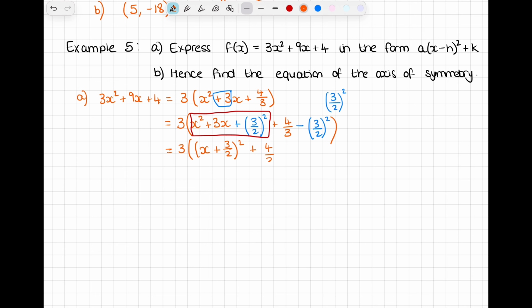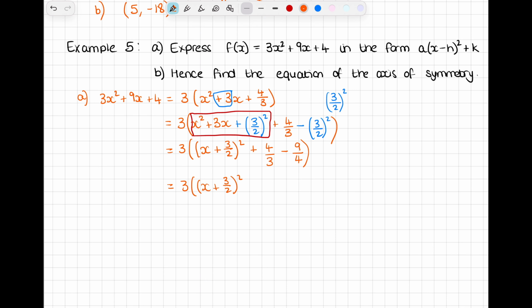So we'll have 4 on 3 minus 3 on 2 all squared will be 9 on 4. And then we have to be able to add those two fractions together. You will get an answer of minus 11 on 12. Then we just need to multiply that 3 back into the bracket, so we'll end up with 3 x plus 3 on 2 all squared, and then 3 times 11 on 12 will just give us minus 11 on 4.